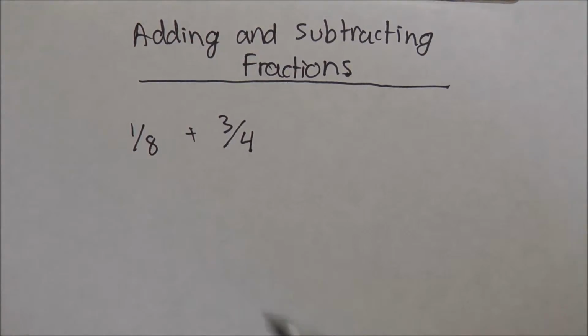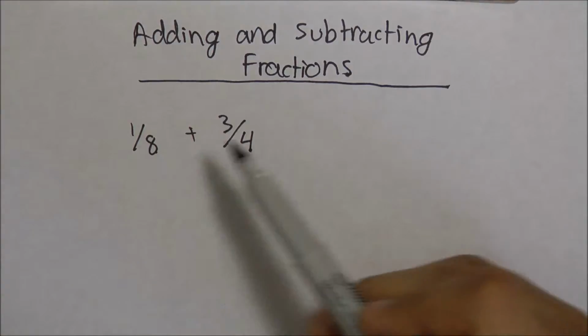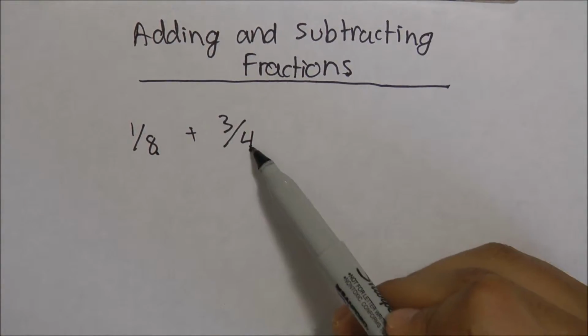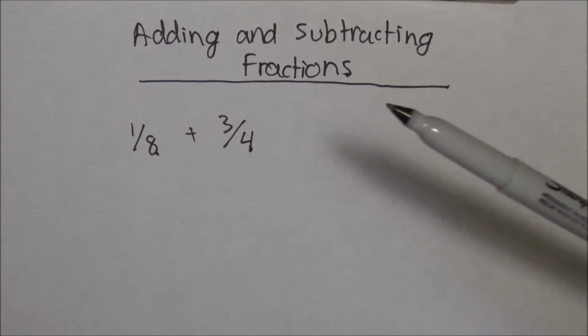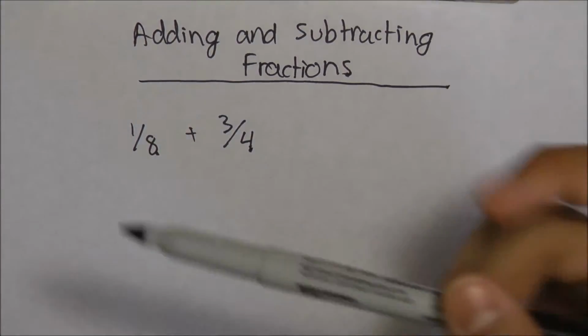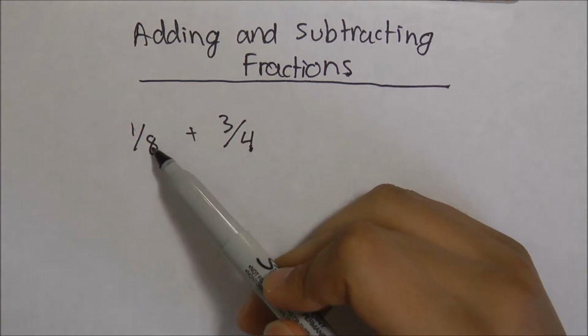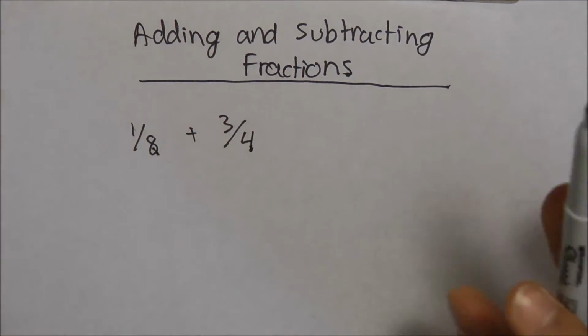Now, the only way we can add fractions is if the denominators are the same. In multiplying, dividing fractions, that does not matter. But in adding and subtracting fractions, it does matter. So now, this is the numerator, this is the denominator. We have to get the denominators the same.